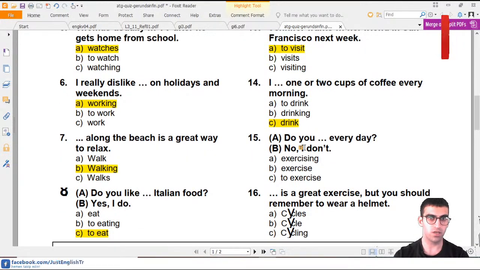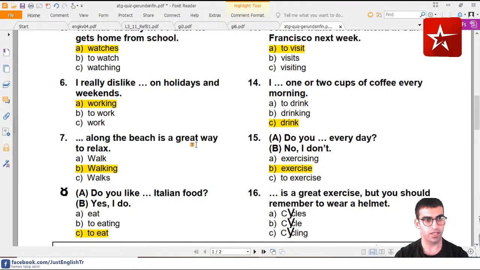Yes. Thank you. And 15, do you exercising or to exercise every day? No, I don't. We have to use the bare form of the infinitive. So, the correct answer, do you exercise or to exercise? Which one is correct? 15 is exercise, B, yes. Do you exercise? 15 is exercise. Do you exercise every day? No, I don't. Great. And the last one, 16.